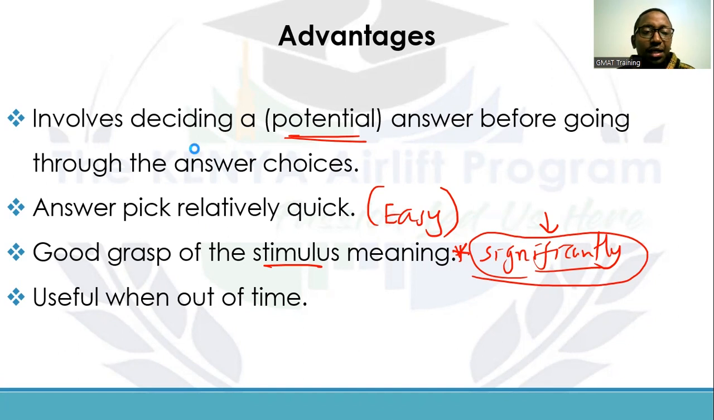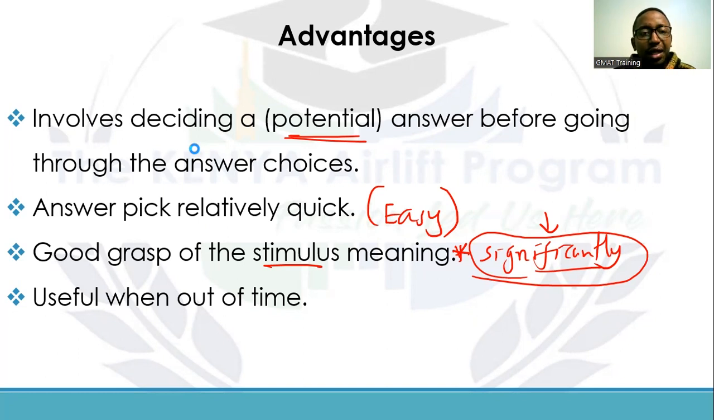Then the technique itself is very useful when you're running out of time. So say you are at question 30 out of 36 and you have about 5 minutes left. So that's barely 1 minute for each question. So this can be a good strategy when you read through a stimulus and think through the possibilities, and then go through the answer options quickly trying to find an answer that is similar to your pre-thought answer.